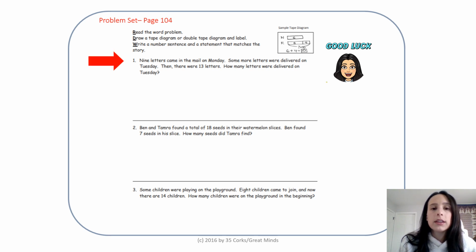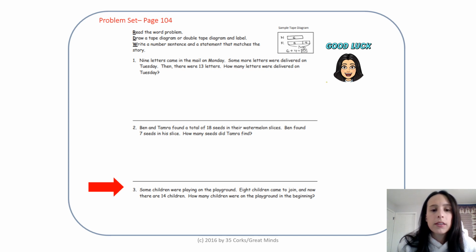Number 1, 9 letters came in the mail on Monday. Some more letters were delivered on Tuesday. Then there were 13 letters. How many letters were delivered on Tuesday? Number 2, Ben and Tamara found a total of 18 seeds in their watermelon slices. Ben found 7 seeds in his slice. How many seeds did Tamara find?